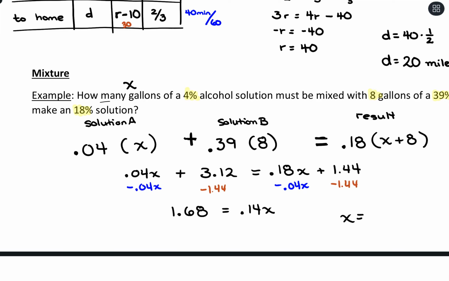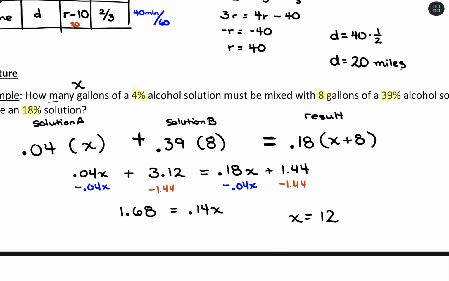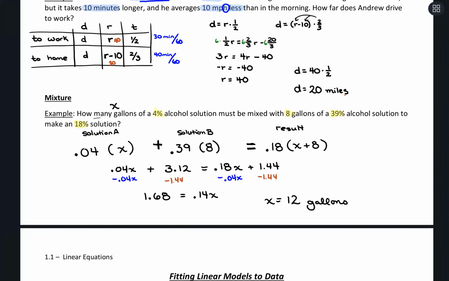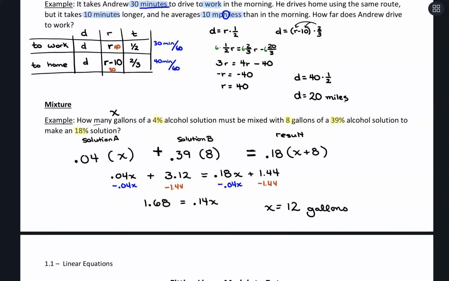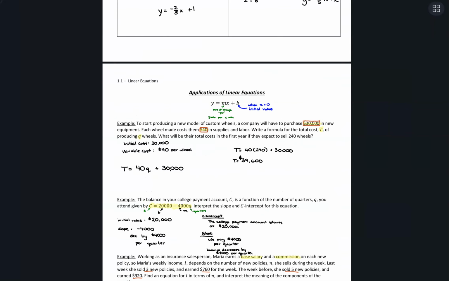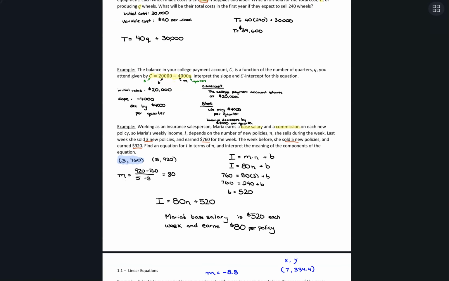Divide both sides by 0.14. So 1.68 divided by 0.14 is 12. So how many gallons of that 4% solution would we need? We need 12 gallons. And what we'd end up with is 20 total gallons of an 18% solution. Okay, lots of examples in there, but all cases of solving linear equations with various applications given certain information.